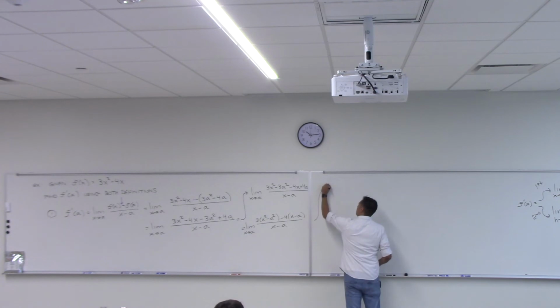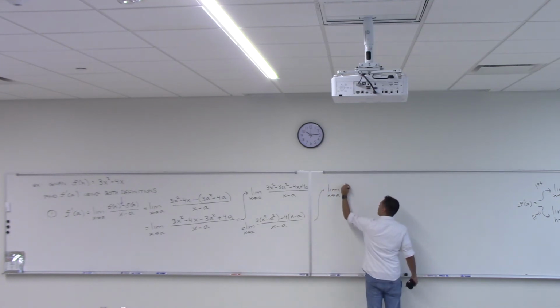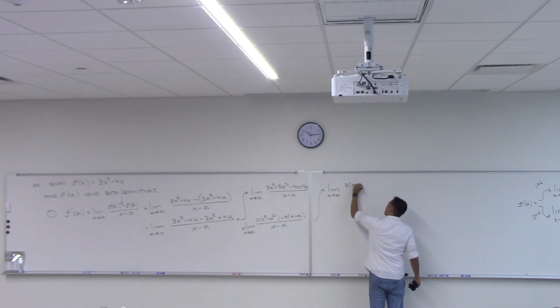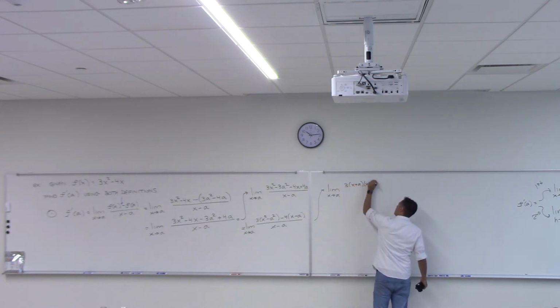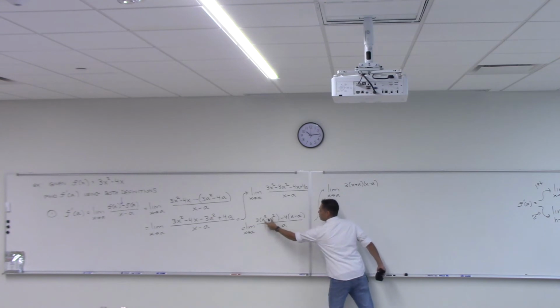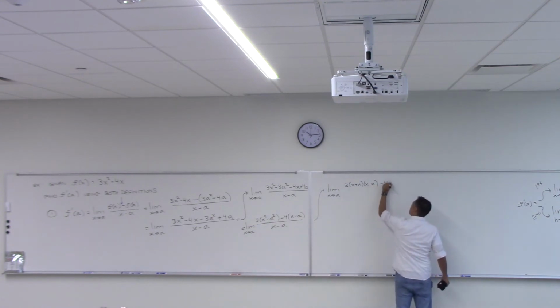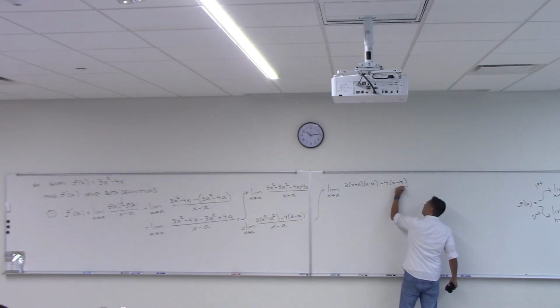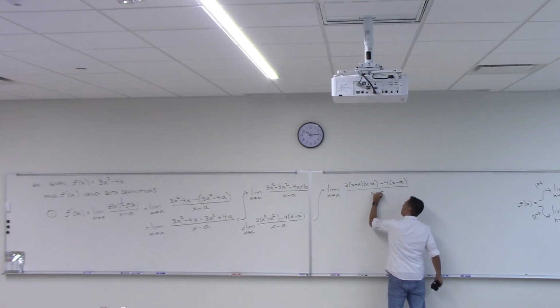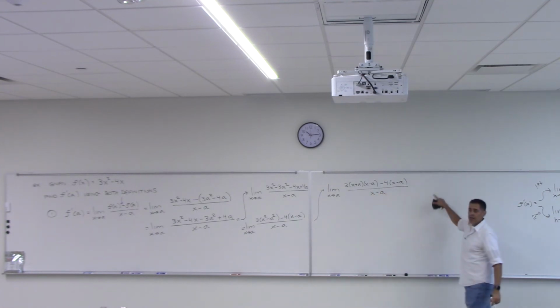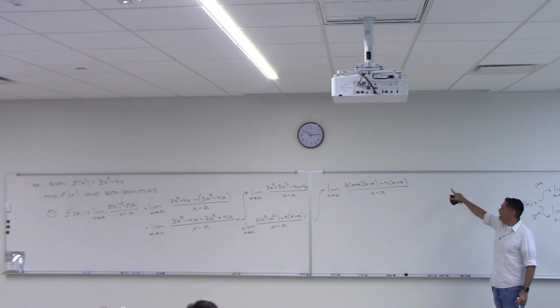So we continue. Limit, x approaches a. All right, 3 times (x plus a)(x minus a). That's your difference of squares. That's what that is. Minus 4 times (x minus a), all over x minus a. And now all three terms contain an x minus a, right? So you can cancel them.